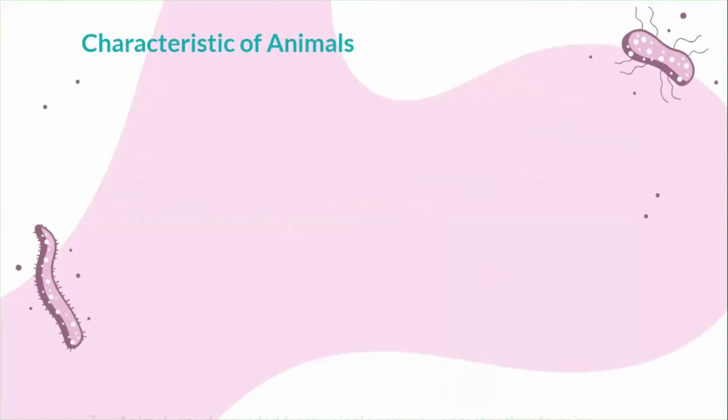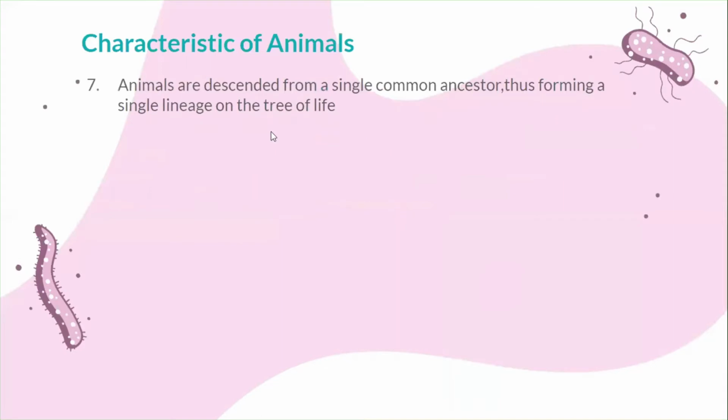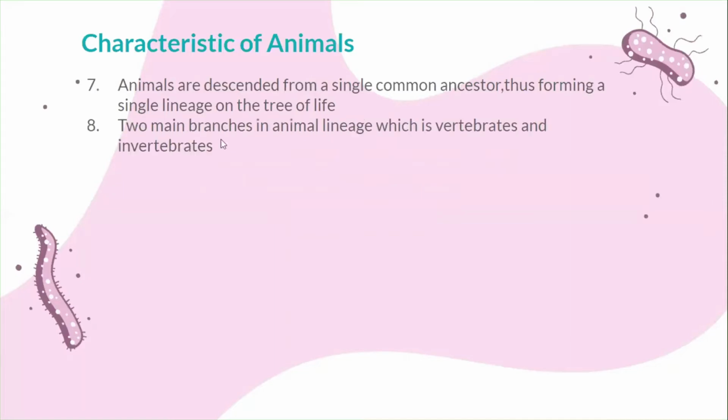Then animals are descended from a single common ancestor, thus forming a single lineage on the tree of life. Single common ancestor refers to choanoflagellates. Dan choanoflagellates ni dia akan membentuk cabang-cabang dia lah yang membentuk lineage ni kat tree of life. There are two main branches in animal lineage, which is vertebrates and invertebrates.